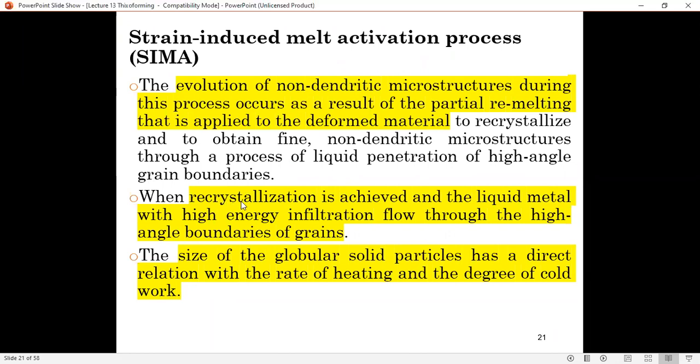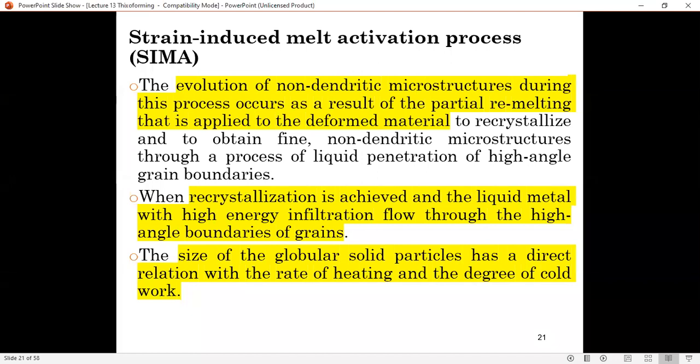So when the crystallization is achieved, you can energy infiltration flow to the high angle boundary grains, plus the size of solid particles has direct relation with the rate of heating and degree of cold work. So the size of the globular structure and particles has something to do with the rate of heating and degree of cold work.